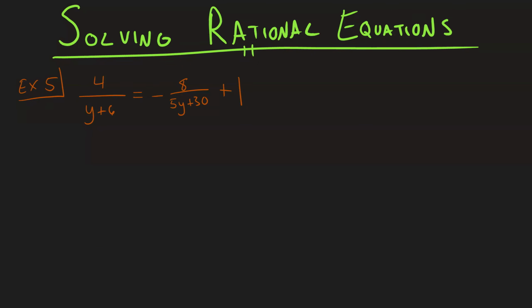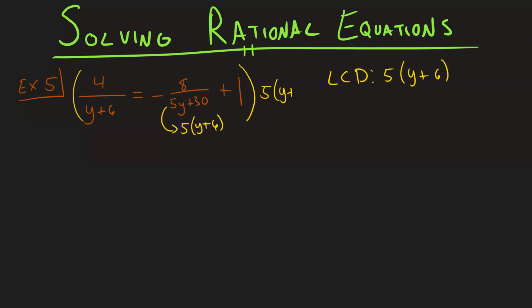So here in example number 5, we have 2 fractions, each containing a binomial. So we're going to use the same trick of multiplying by the LCD, but we have to figure out what the LCD is going to be here. Now, you might notice that in our second fraction, our denominator 5y plus 30 can actually be factored. We could factor out a 5, and we'd be left with y plus 6, which is our other denominator. So our LCD is pretty simple. It's just going to be 5 times y plus 6. So that's what I'm going to multiply the entire equation by, 5 times y plus 6.